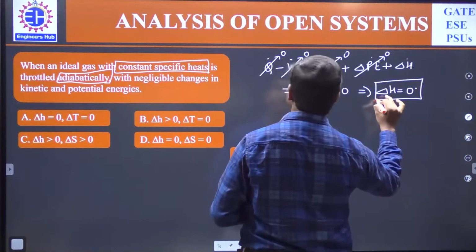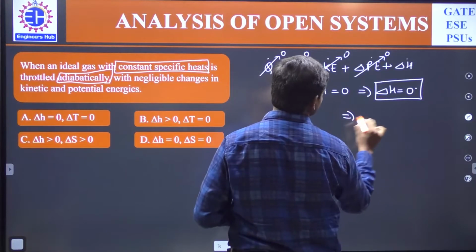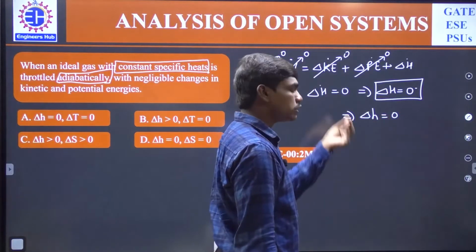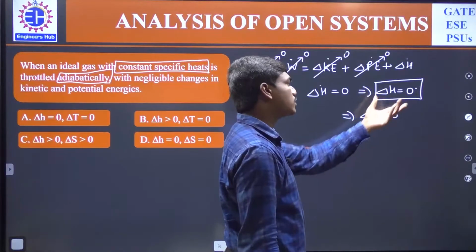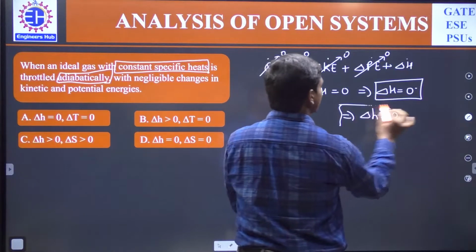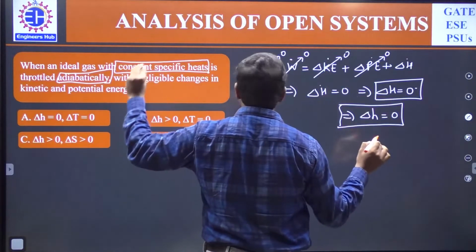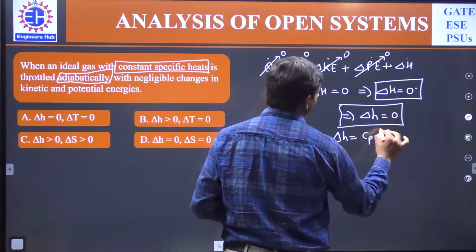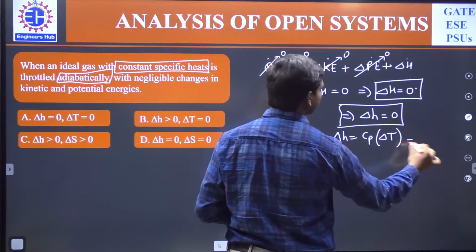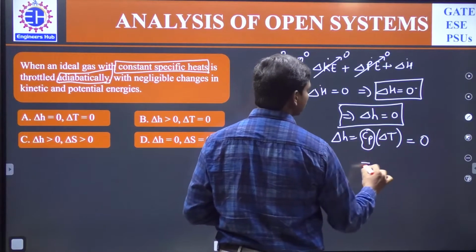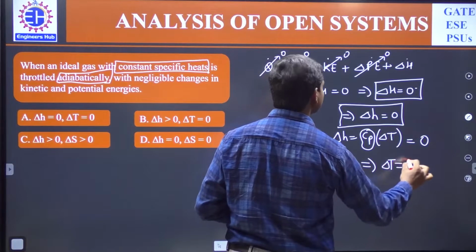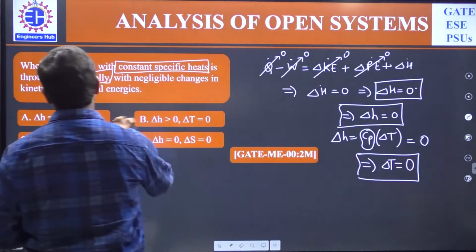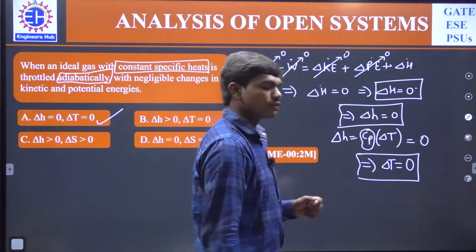If you are talking with respect to mass basis, we'll go for small letters. So delta H is equal to 0 because delta capital H is nothing but m dot into delta small h. So delta H is 0. This implies specific enthalpy change is also 0. And for an ideal perfect gas, what happens? Delta H is equal to Cp delta T. So if this is equal to 0, specific heats are never 0, so delta T is equal to 0. So these are the two things that we have. Yes, option A is correct. Delta H is equal to 0 and delta T is also equal to 0.